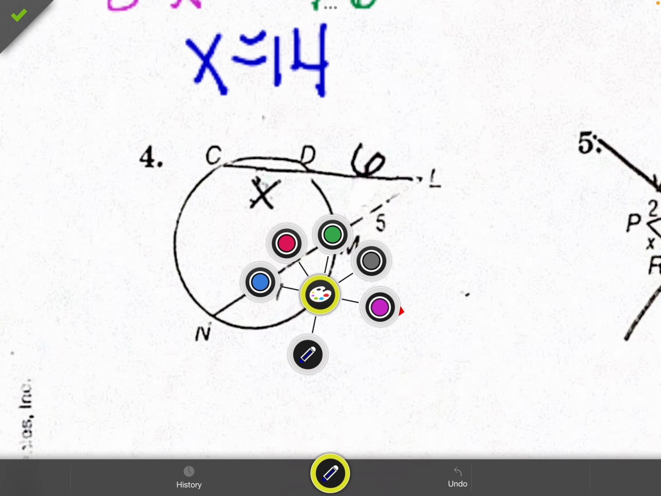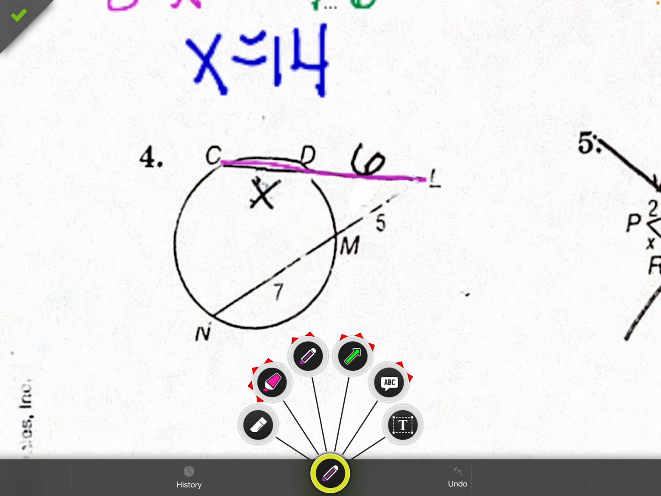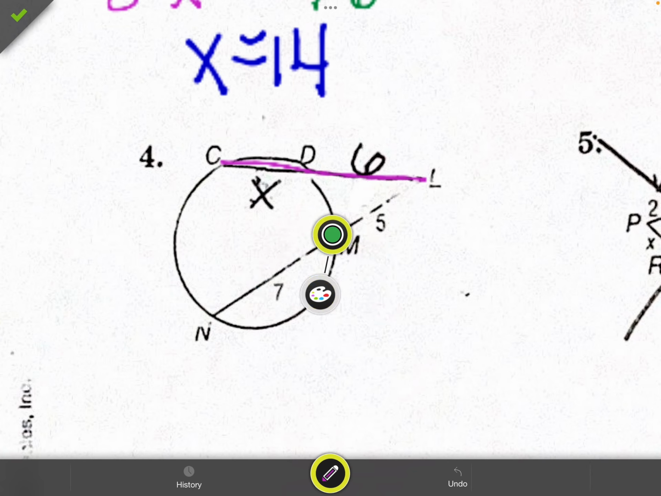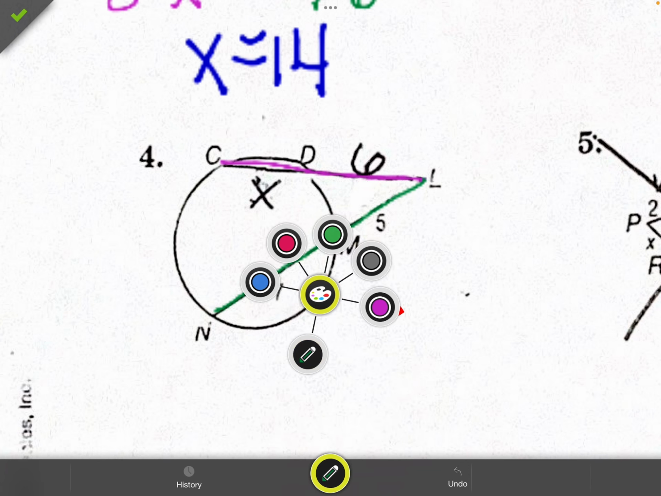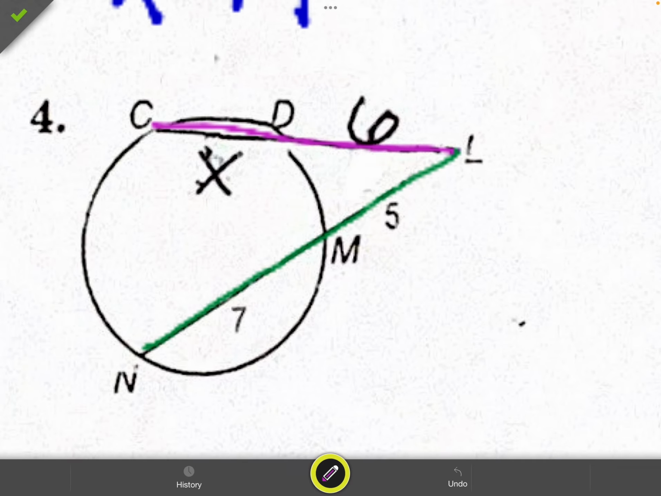Again, color code. So there's one segment from C to L. Here's another segment from N to L. So now we have to decide, is it a chord, a secant, or a tangent? So if I look at my purple, the X part is inside the circle. My 6 part is outside the circle. When you have one piece inside and one piece outside, that is your secant.